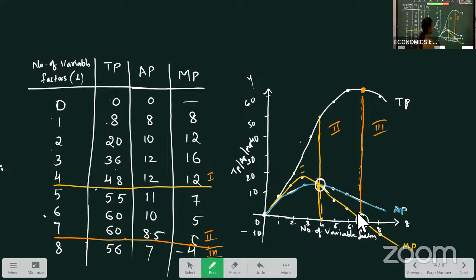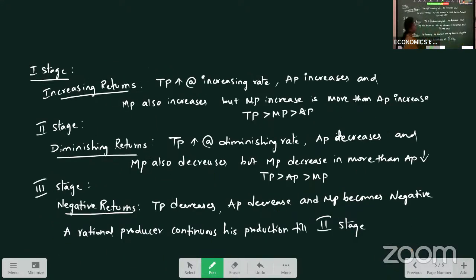So as a rational producer, he will produce at the point where MP is 0. Where MP is 0 means he knows that when he takes extra labor, he is not going to get any extra output. So at that time, he will stop the production or he will stop increasing the variable factors. So to know that, this law is explained. Now, for this law there are 3 stages: increasing returns, diminishing returns, and negative returns.